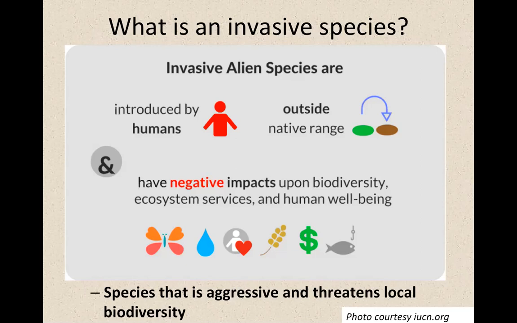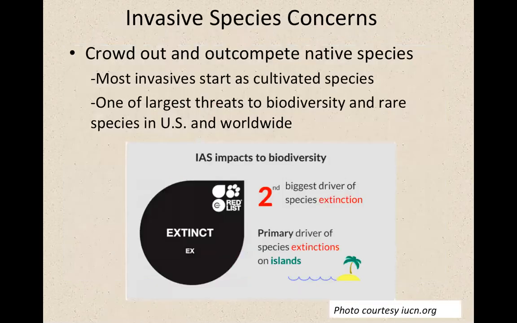For us at Lower Hudson PRISM, we are really concerned about ecosystem services and protecting our native habitats. And so we are looking at species that are introduced that are impacting and threaten our local biodiversity in some way. In terms of invasive species concerns, they certainly can crowd out and outcompete native species.